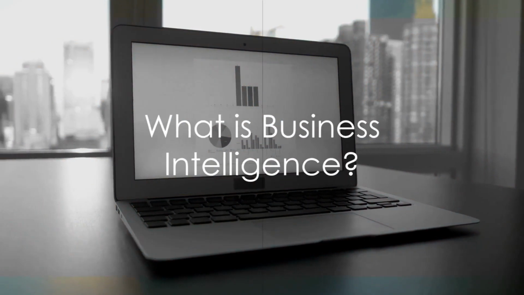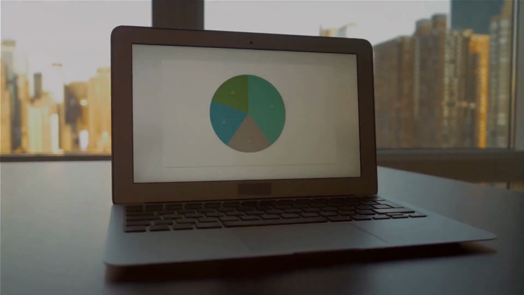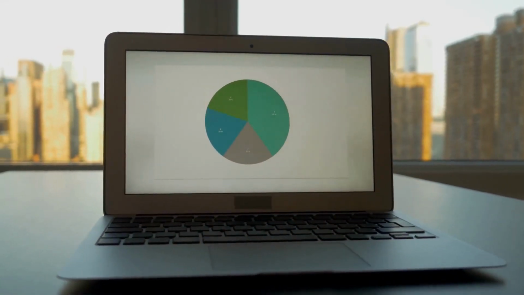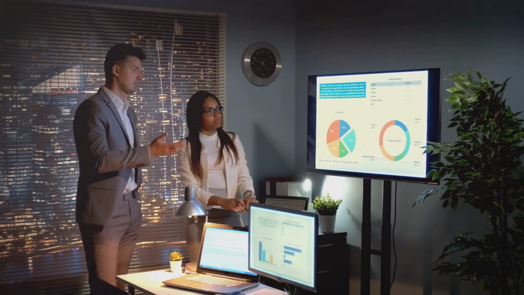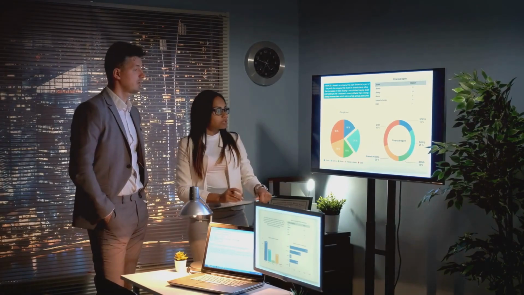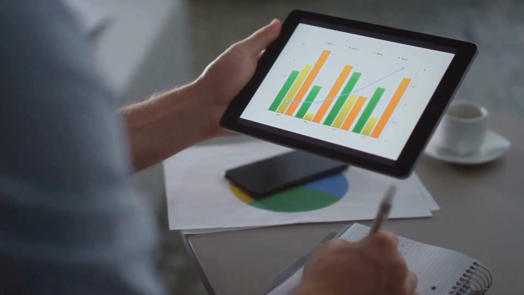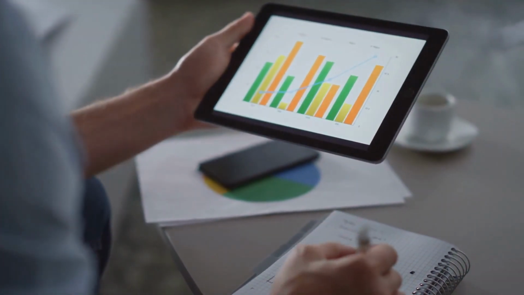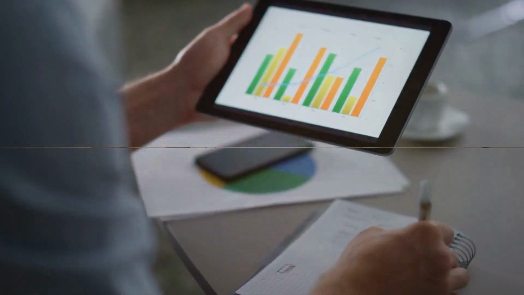The first step towards understanding data access in BI is to grasp what business intelligence itself means. Picture business intelligence as a set of strategies and technologies that companies use to analyze business data. It's like a powerful magnifying glass that businesses use to scrutinize their data and draw meaningful insights.